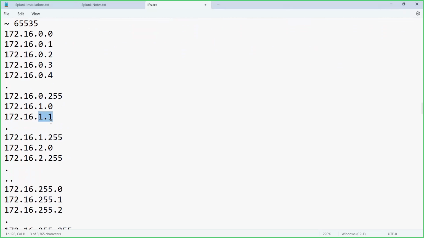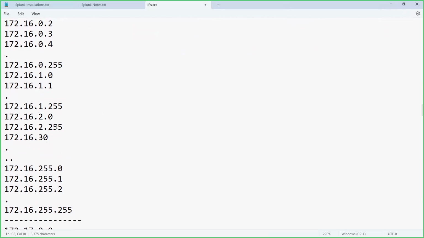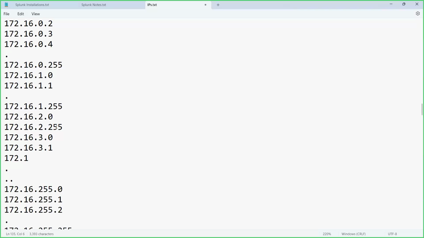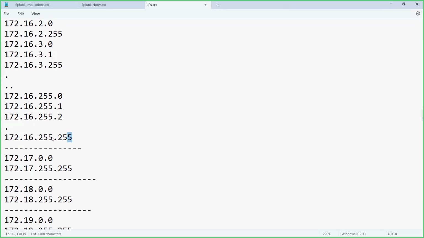Then you have 1.1, 1.2, 1.3, 1.4, which goes up to 1.255. Then 2.0, 2.1, 2.2, 2.3, which goes up to 2.255. Then you have 172.16.3.0, 172.16.3.1, 172.16.3.2, and this goes on up to 3.255. Like that, the cycle keeps on repeating. And somewhere down the line, you would have 172.16.255.0, 255.1, 255.2, 255.3, 255.4, finally 255.255.